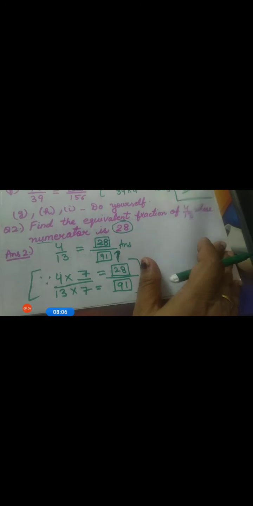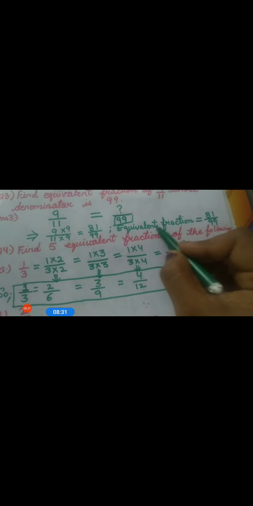Similarly, third question. Third question says, find equivalent fraction of 9 upon 11 whose denominator is 99. In this question, denominator is given, so we will write 99 in place of the denominator. So our answer will be 81 upon 99. If we multiply this 11 by 9, we will be getting 99 and 9 9s are 81. So equivalent fraction is 81 upon 99.